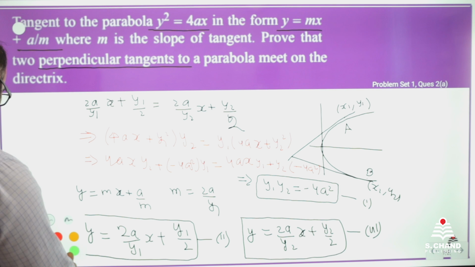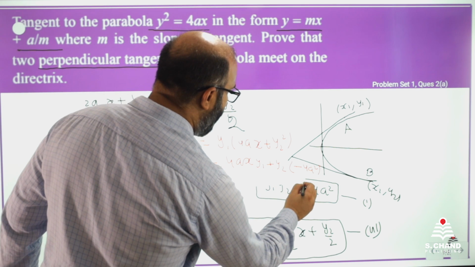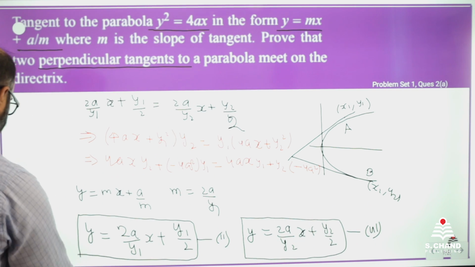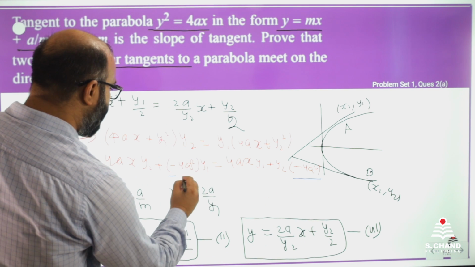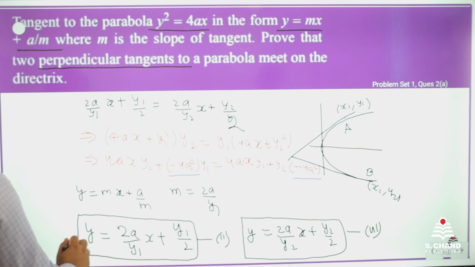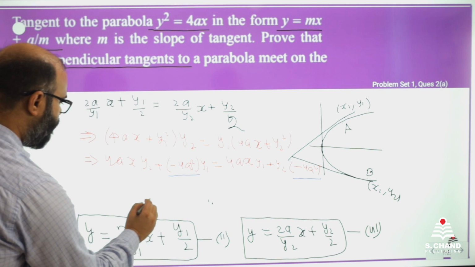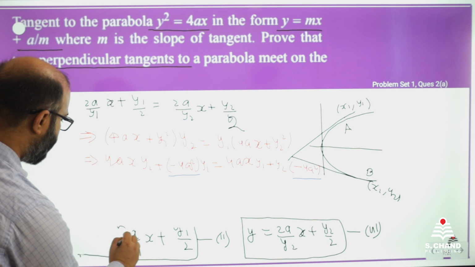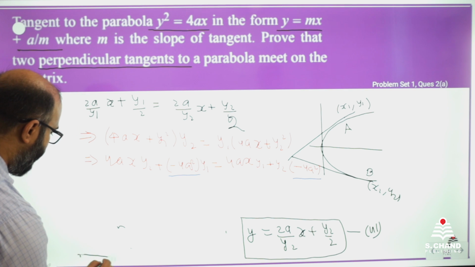Let us erase the portions which we have already used. So this condition we have already used, y1 y2 is equal to -4a square. Where have we used it? We have used it here and here. So this relation also we have used. Now we have to find basically x. What is the value of x? That is the intersection of these two tangents. That is what we have to find out.